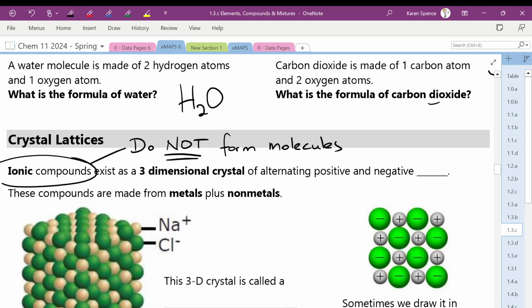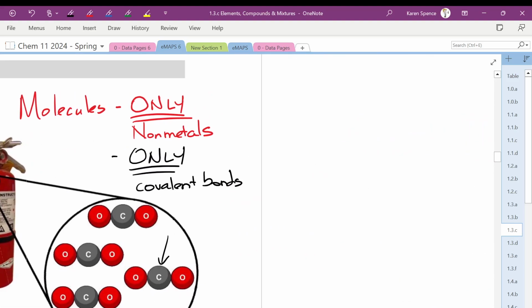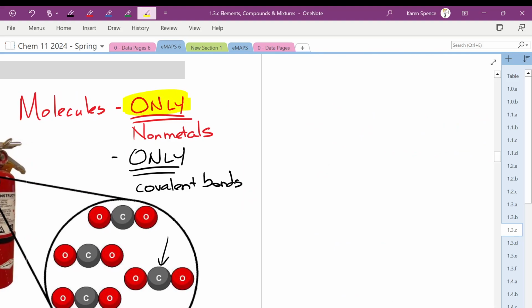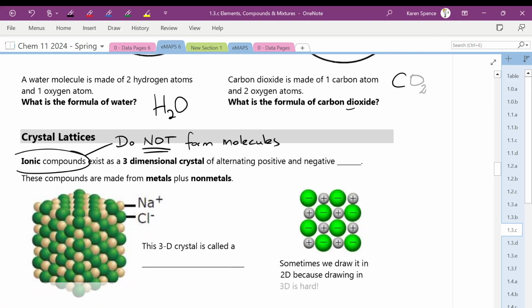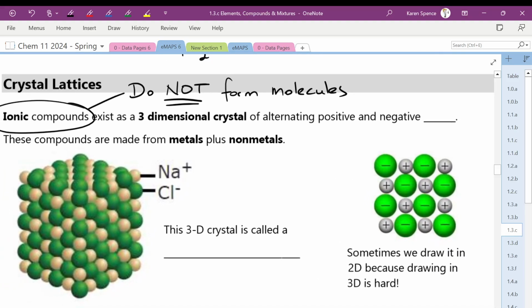That should make sense because what are molecules made of? Only nonmetals. And ionic compounds contain metals. So instead, what happens is we get this 3-dimensional crystal. Have you ever seen a picture something like this? Even if you didn't know what it was called, they are alternating positive and negative. What do we call charged particles? Ions.